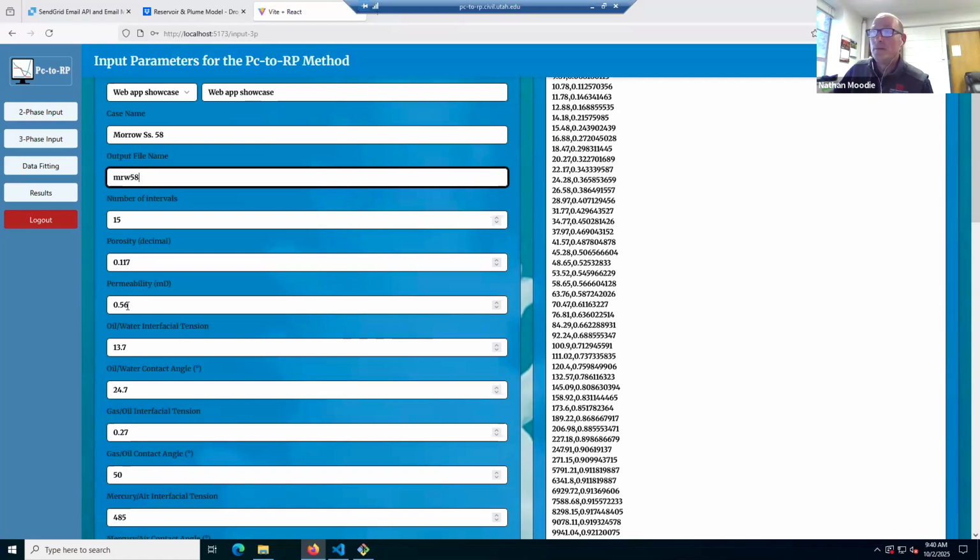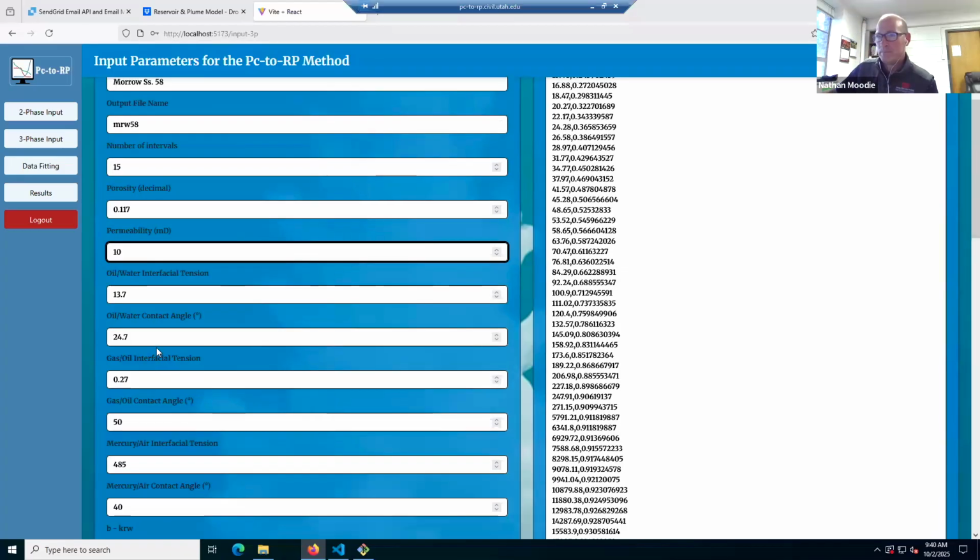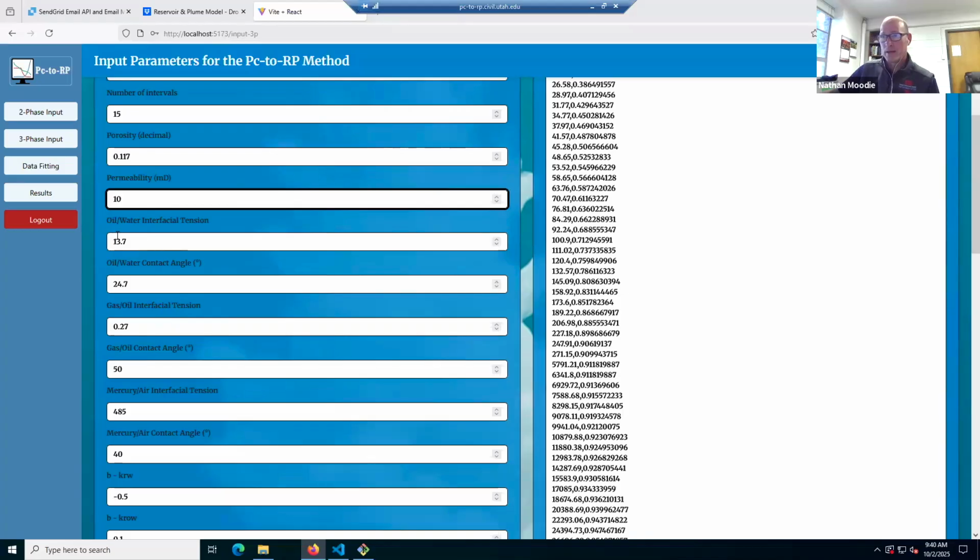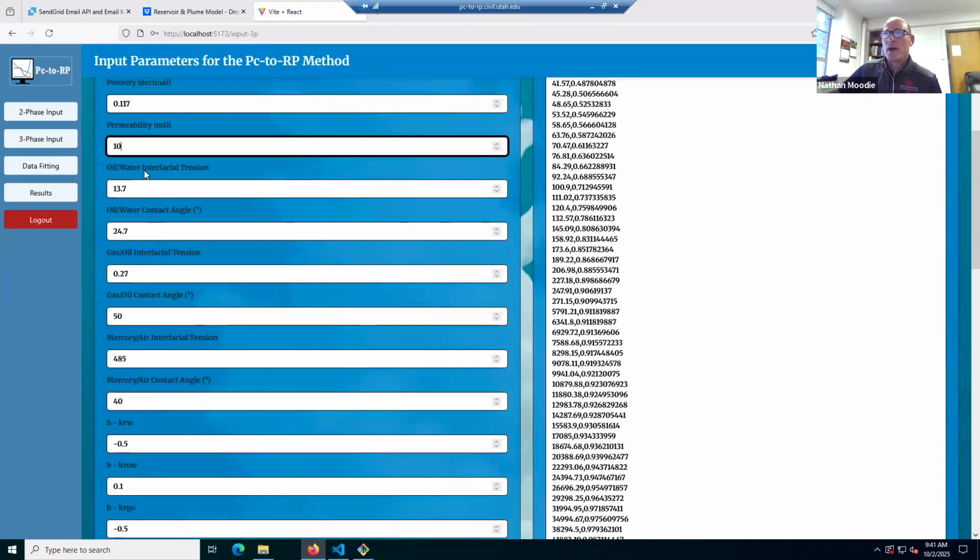I don't remember. Again, I didn't write down this information, so we'll leave these default here. Say this is a low permeability sandstone sample. Actually, let's increase this to, let's say it's 10 millidarcies. And then here again, your oil, water, here's your interfacial tensions and contact angles for your fluid phases. And now you have oil, water, and gas, oil.